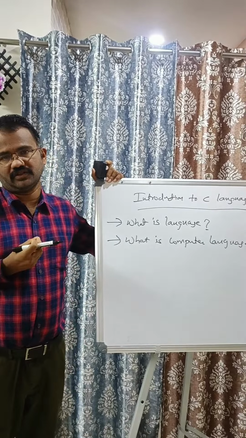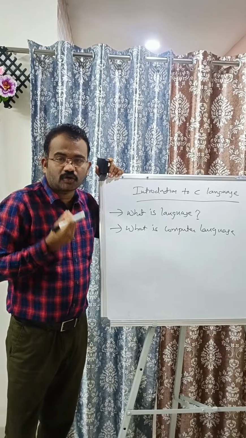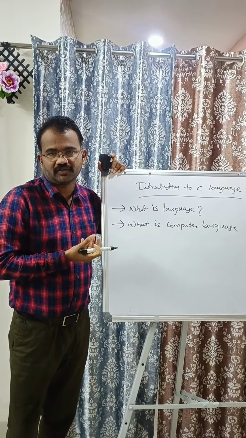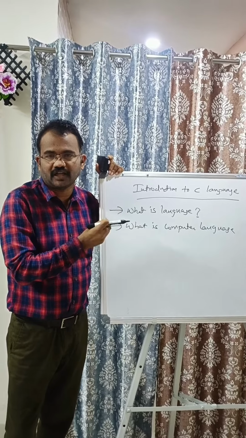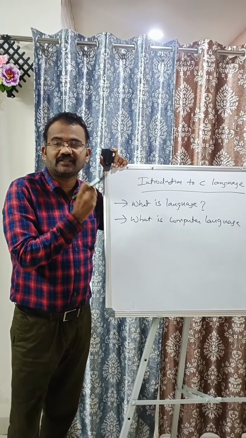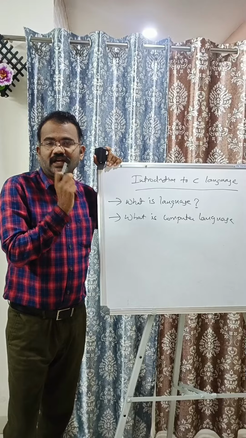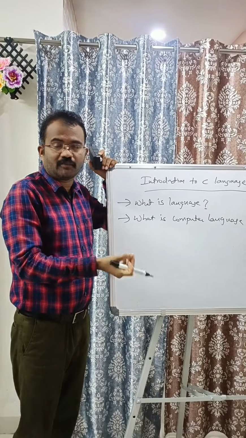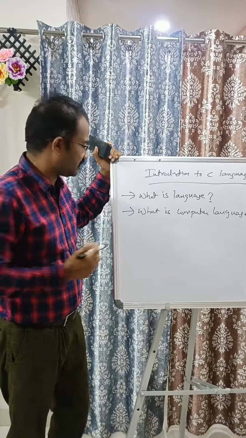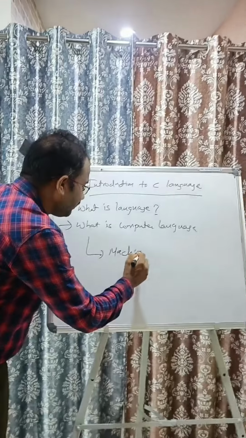But what is computer language? We have to know. Computer language means we have to communicate with the computer by using a language. This is possible, but the computer can understand only one language. So whatever we want to communicate with the computer, we have to discuss with that language only. What is that language? It is machine level language.